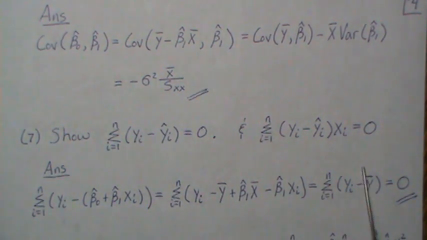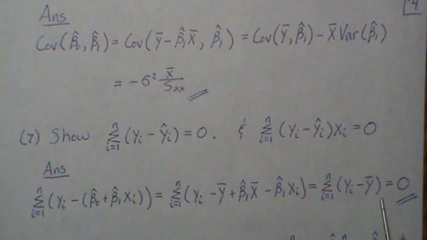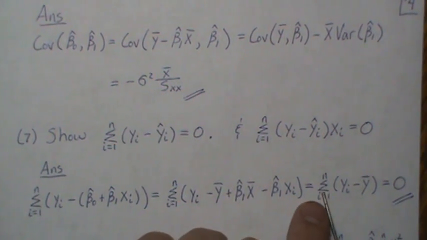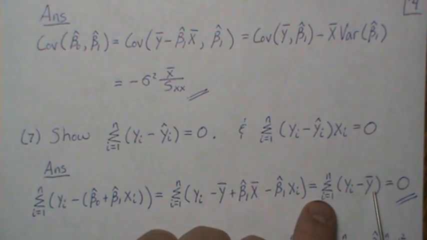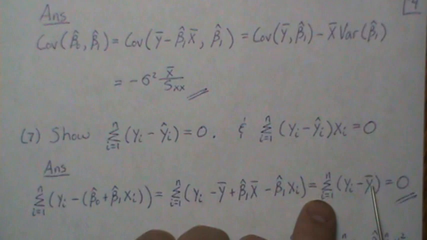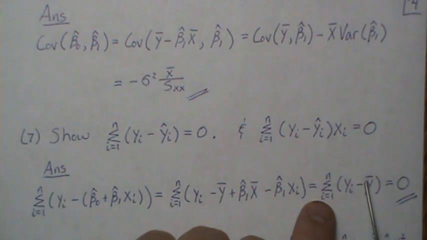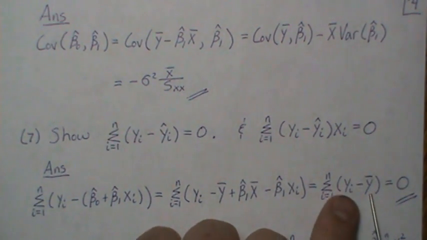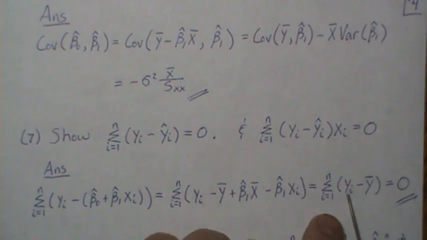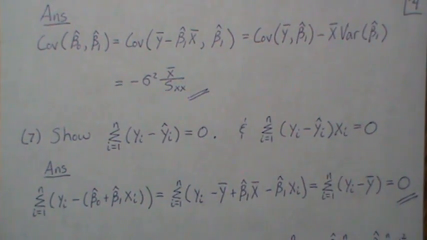And then this can be easily shown that it's 0, right? So this is the sum of the yi, and this would be minus the sum of y bar. But that's not indexed, so it's going to be n of those. So n times y bar is the sum of the yi over n, so the n's cancel, and we're left with the sum of the y minus the sum of y, which is 0.